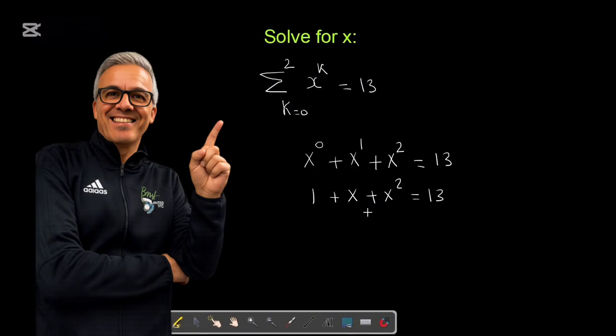Next, we move everything to one side. So we subtract 13 from both sides and rearrange this in the degree order. So we'll have x squared plus x plus 1 minus 13 equals 0. And we will simplify this and we'll get x squared plus x minus 12 equals 0.